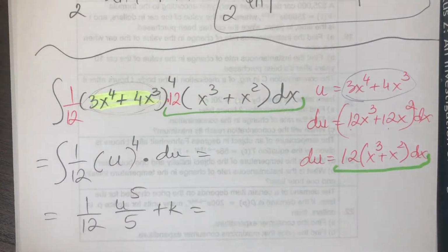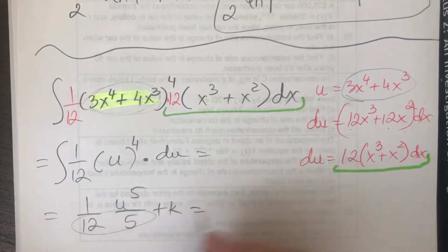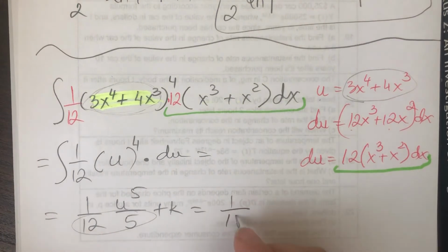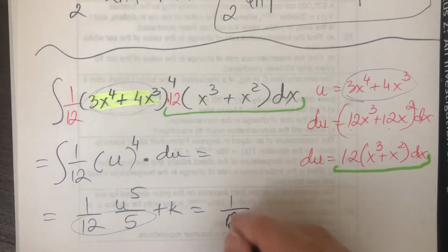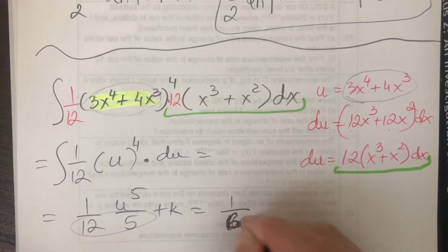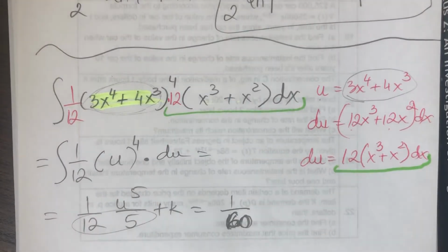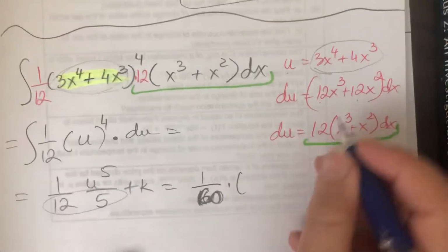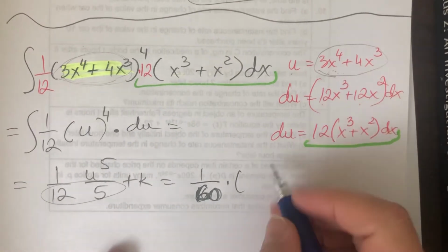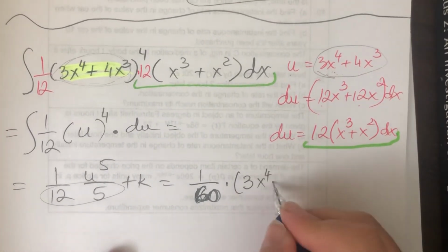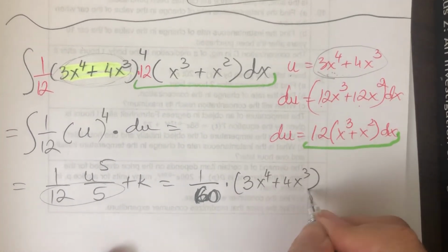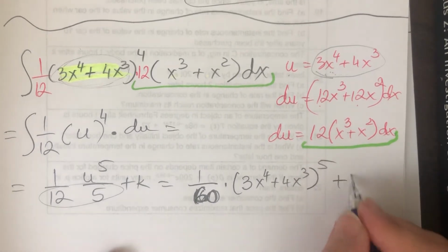All right. I'm going to combine these. 1 over 12 times 1 over 5 is 1 over 60. Ugh, did I write 16? 1 over 60. And instead of u, I'm going to bring back what the u was. And what was u? This to the 5th plus k.